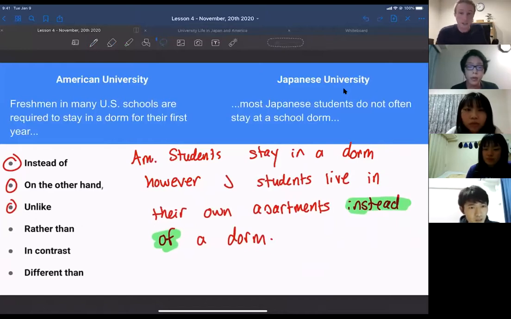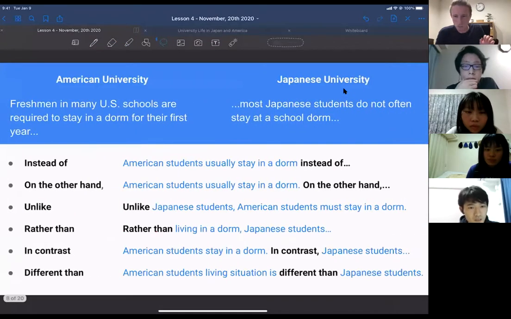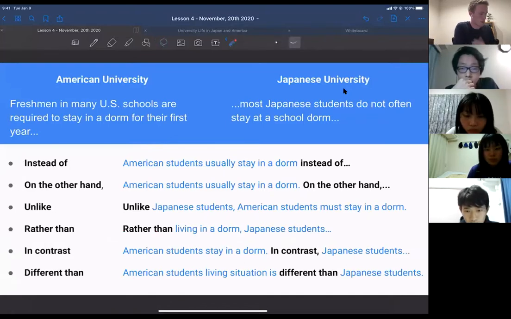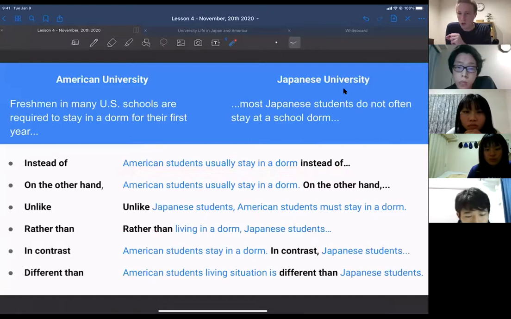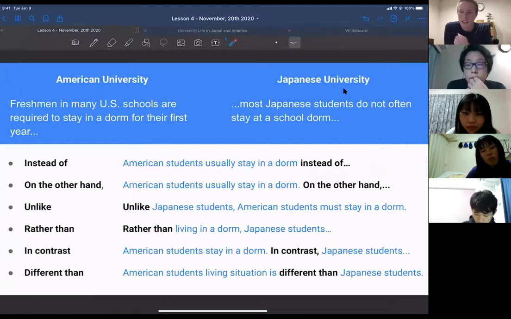So let's take a look at some other examples. I tried to make one example for each one. So here are my examples. For example, American students usually stay in a dorm instead of in an apartment, or in a house, instead of something. So I didn't write this because I don't know where Japanese students live.